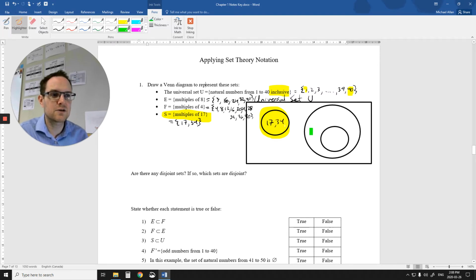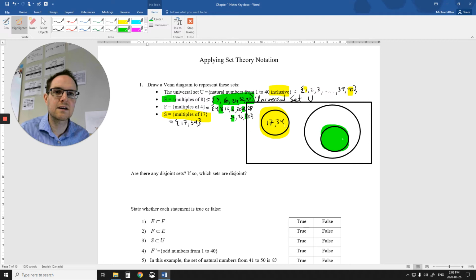Now, the other two circles here, you can see one circle is completely inside the other. So if I look at these two sets here, I could see that all the numbers that are in E are inside of F somewhere. There's an 8 here, there's a 16, there's a 24, there's a 32, and there's a 40. So all those numbers are in there. So E is this one here. It's completely inside another set. So I'll call that E. If you want to put the numbers in, you can. Actually, I'll just put a big E there, put a big S here. Just erase that other E.